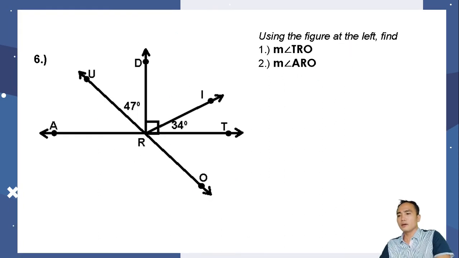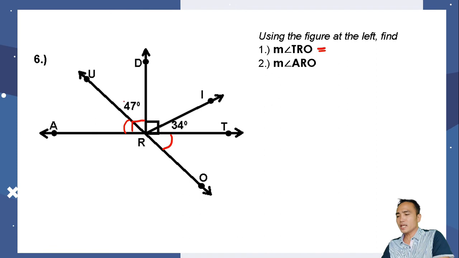Number 6, find the measure of angle TRO. Okay, let us first find the measure of angle TRO. Okay. So we have the given 47 degrees, the 90 degree angle, and 34 degrees. Okay, so we are looking for the measure of angle TRO. Okay, so we're going to find its opposite angles. So it is here. So we have here the 90 degree angle. So meaning, the total measure of these two angles is also equal to 90 degrees.